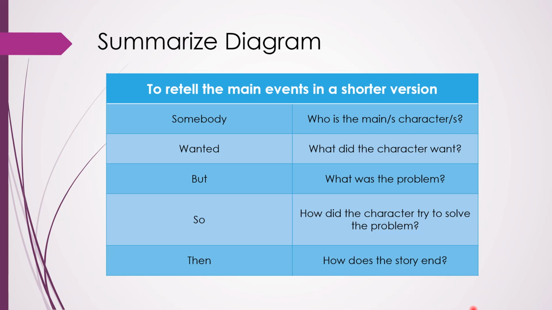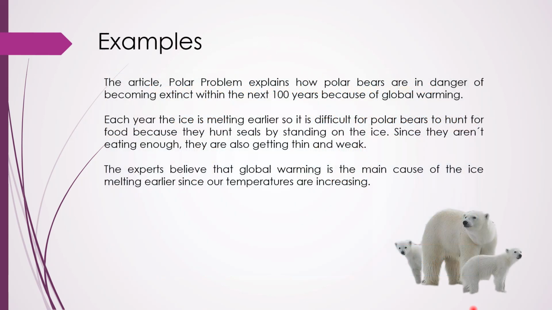So if you pay attention to all these five points, that is the way that you are going to locate the information in the reading, in the topic. You have to define all of them, and in that way you can answer these questions and make your summarization easier. Let's read an example.